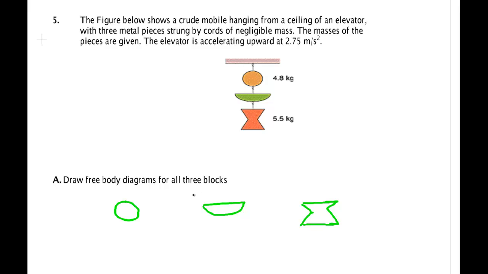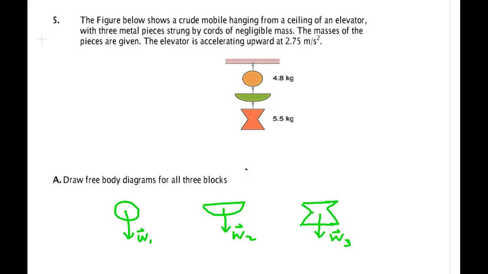Now, I need to inventory the forces, so I have W1, weight of this one, W2, weight of this one, W3. Next, I have to find any applied forces. No, there are no applied forces. There's no springs, there's no Johnny, there's no Sue pushing on it.